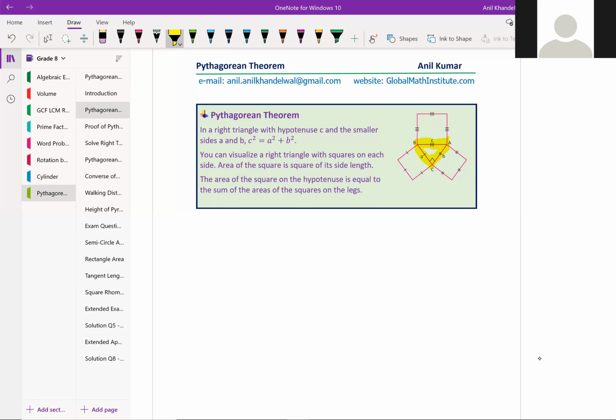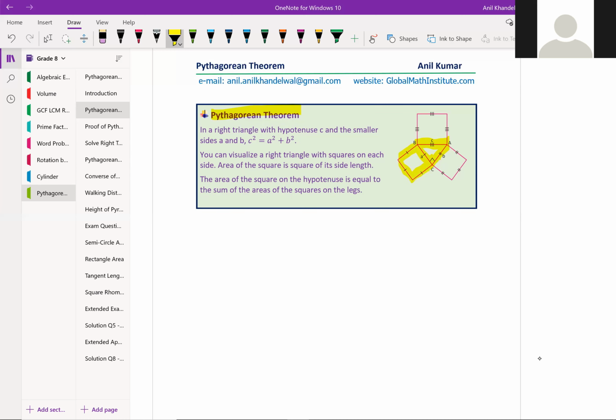So you know what the Pythagorean theorem is. Can you read this paragraph for me? In a right angle triangle with the hypotenuse C and the smaller sides A and B, C squared is equal to A squared plus B squared. You can visualize a right triangle with squares on each side. The area of the square is the square of its side length. The area of the square on the hypotenuse is equal to the sum of the areas of the squares on its legs.